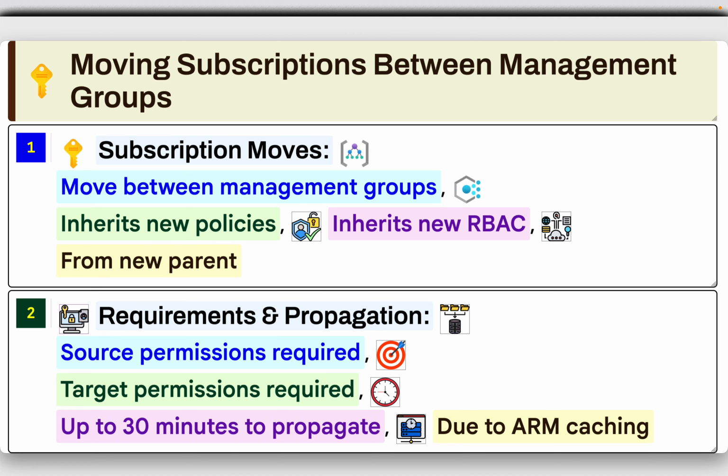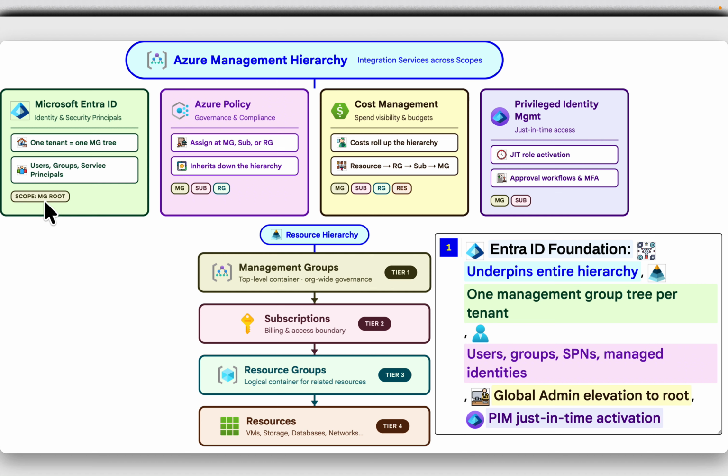10th topic is integrations. So here in this diagram, first I'll just cover this. These are 4 integrations: Microsoft Entra ID, Azure Policy, Cost Management, and Privileged Identity Management. Here this is at management group. So scope is management group for Microsoft Entra ID. Azure Policy, you can have management group, subscription, and resource group. For Cost Management, the integration is at all the 4 levels: management group, subscription, resource group, and resources. Similarly, for Privileged Identity Management, you have management group and subscription.